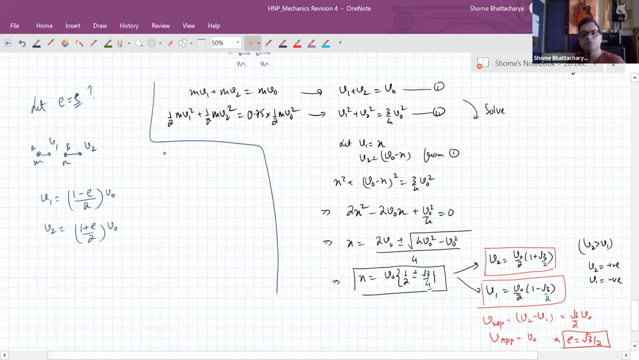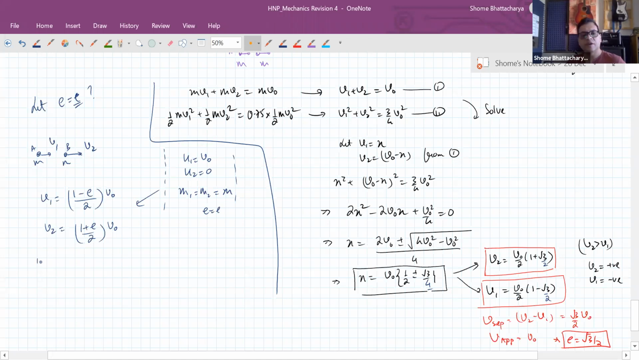How do I know this? I know this from the formula. In that I will put U1 as V0, U2 as 0, M1 equal to M2 equal to M, and E is equal to E. So you'll substitute this and you'll get this.